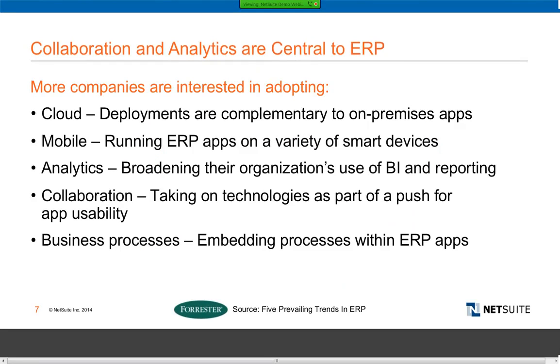Now, of course, you don't have to take our word for it. Forrester had a recent study, the 5 prevailing trends in ERP. And two of the elements that they brought up are collaboration and analytics being central to ERP. Of course, cloud was part of this. I mean, deployments are complementary to on-premise apps. Mobile, making sure that you can run this wherever you need to and however you need to.